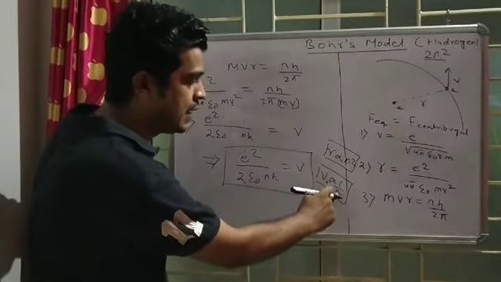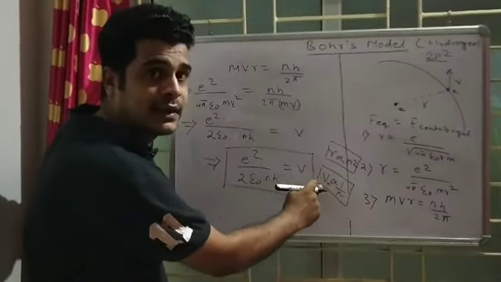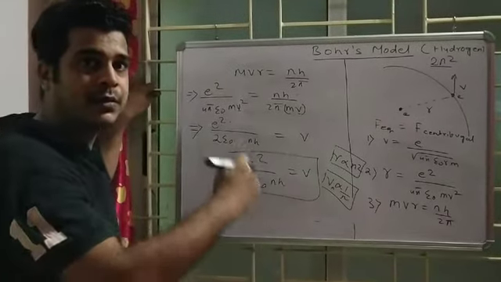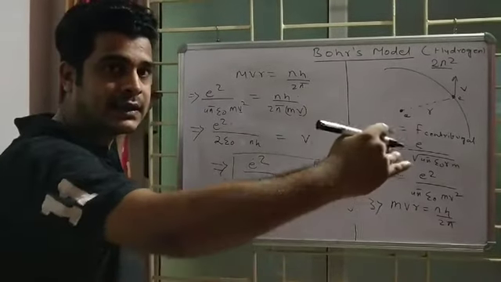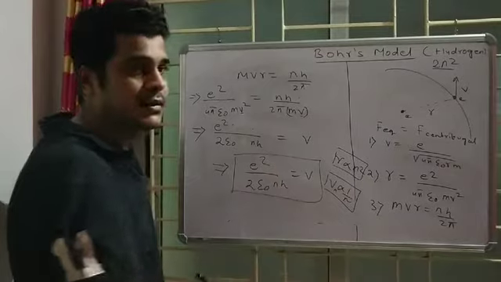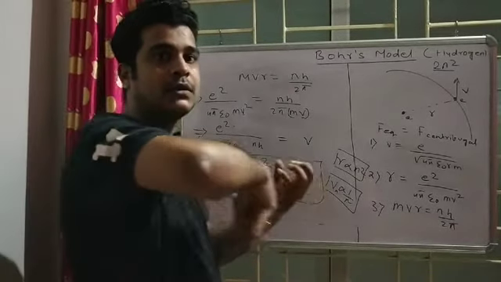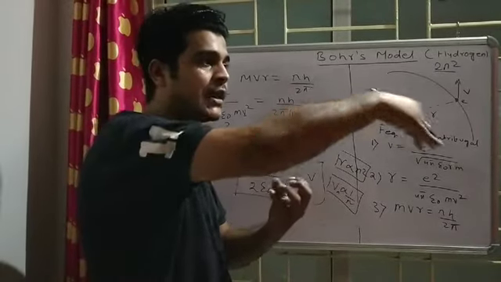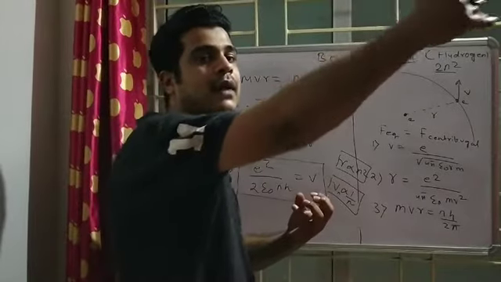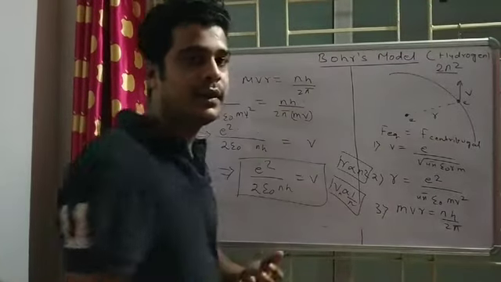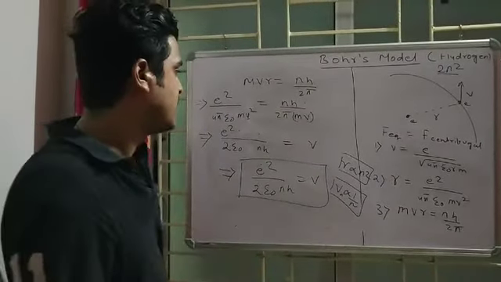1 by n means as n increases, v decreases. That means for the first orbit, second orbit, third orbit, n is increasing, so v is decreasing. The velocity at the first orbit is high, then at the second orbit it is less, then less, then less. As you go to higher orbits, the velocity will decrease.